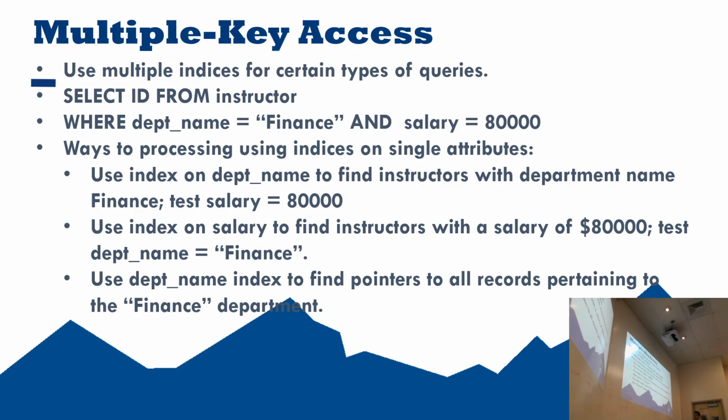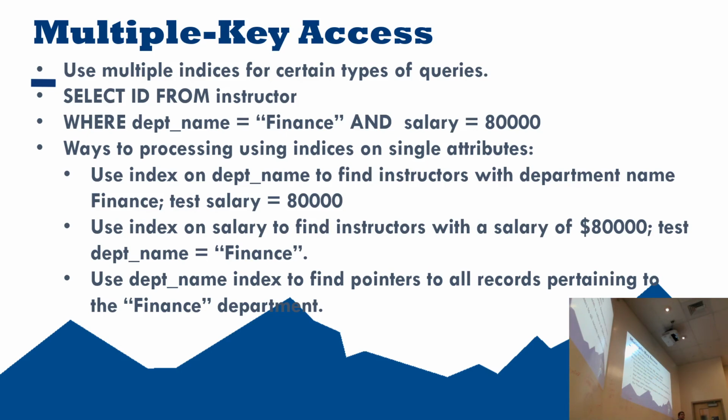Let's talk about multiple key access. We talked previously about having a composite key, a composite search key. What did that mean? A couple of different keys which come from the columns, right? So all we're doing is using multiple columns here. Does that make sense?